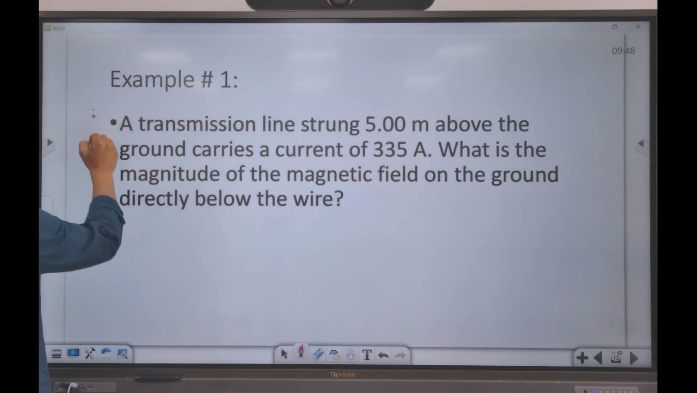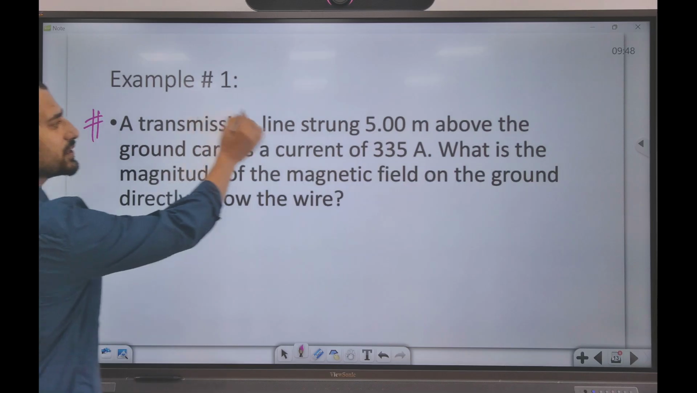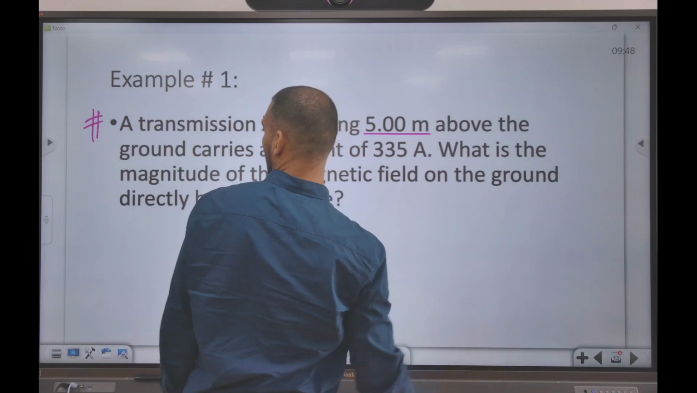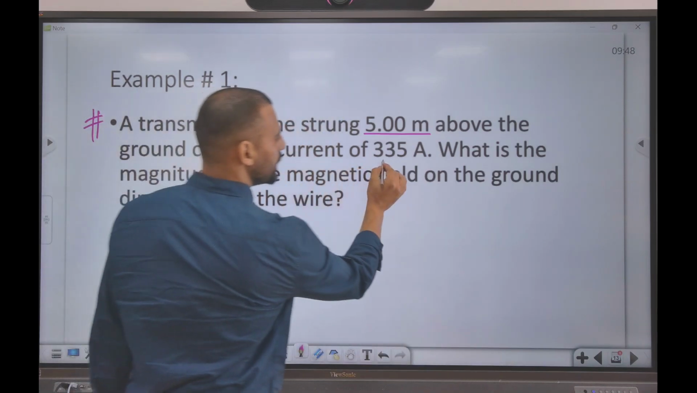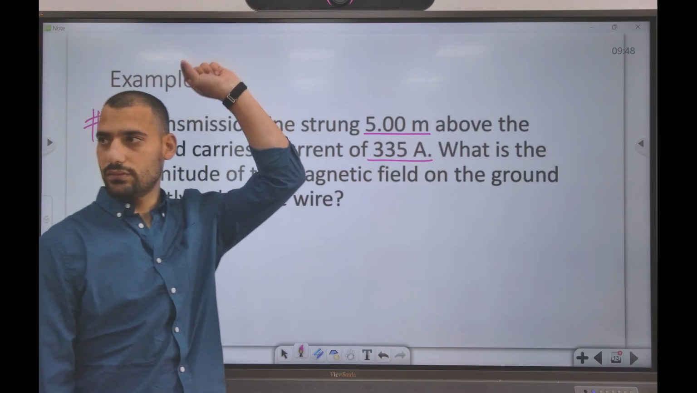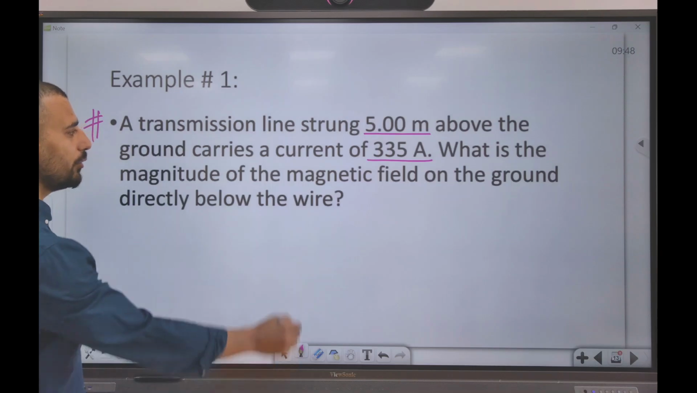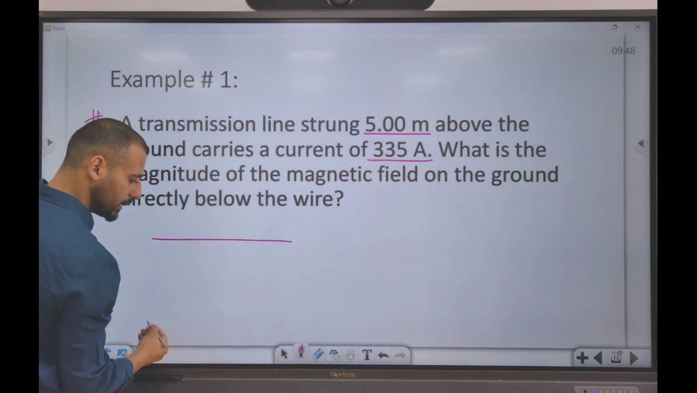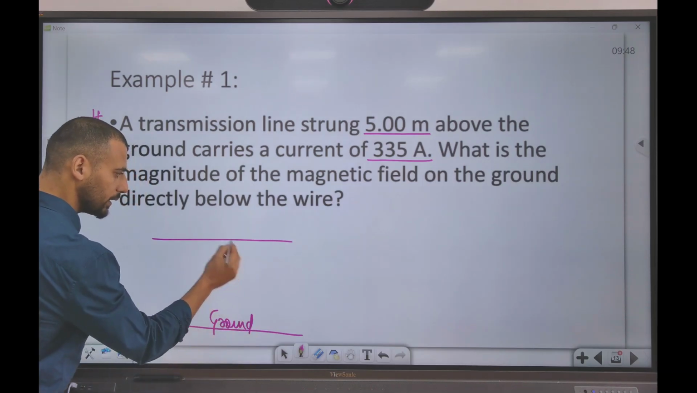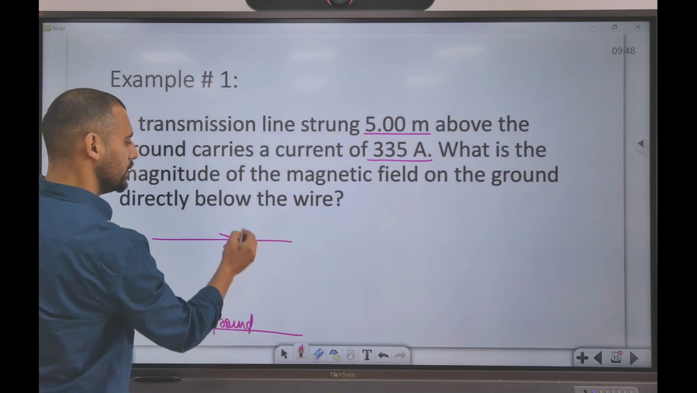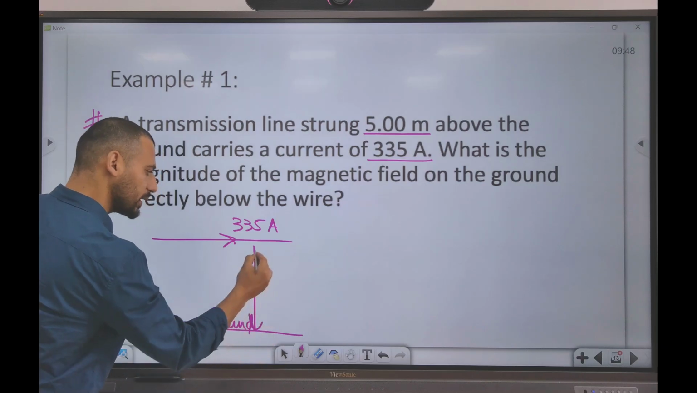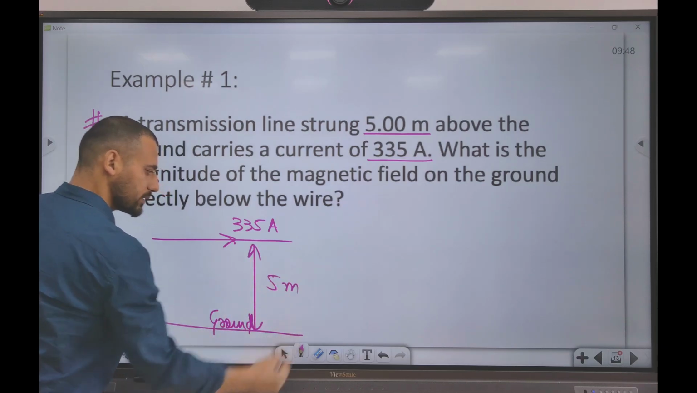Example 1. A transmission line strung 5 meters above the ground carries a current of 335 amperes. There is a transmission line going on, and it is 5 meters above the ground. Now this is the ground. And the current that it carries is 335 amperes, and the distance from the ground is 5 meters.